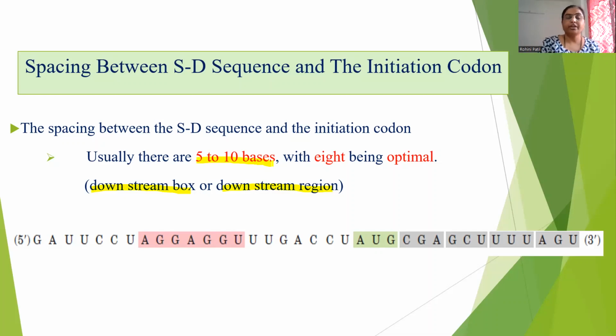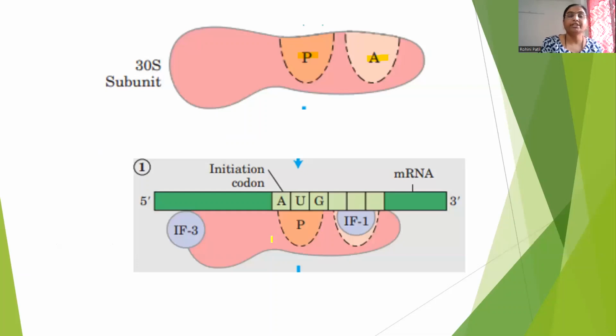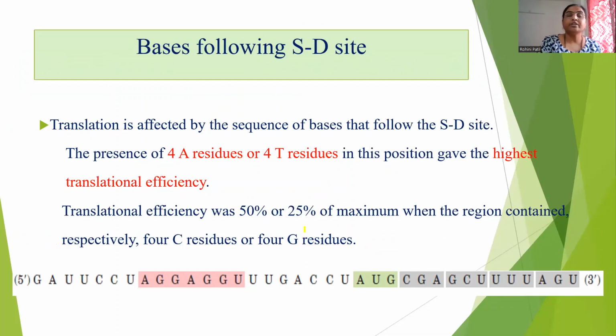By observation, it is seen that 8 bases is the optimum. That is, when the SD sequence is separated from the AUG by 8 bases, the efficiency of translation is at its maximum. This means the AUG is efficiently placed over the P site, so that the translation efficiency is going to be higher. Next one is the bases following the SD sequence.